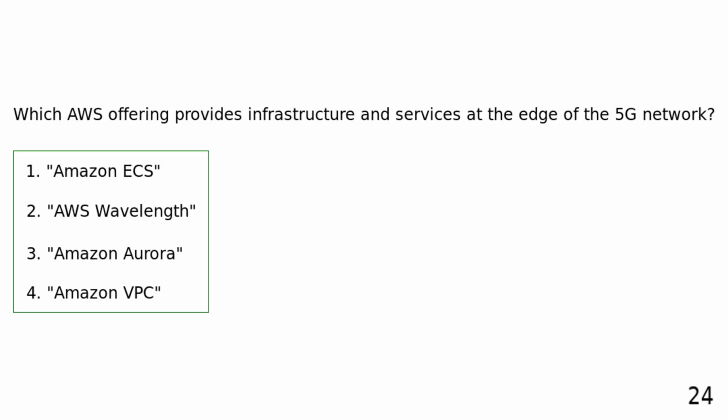Which AWS offering provides infrastructure and services at the edge of the 5G network? Amazon ECS. AWS Wavelength. Amazon Aurora. Amazon VPC.